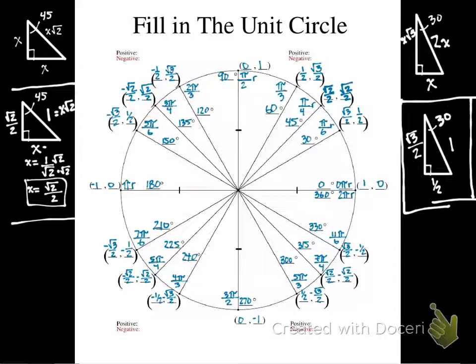Okay? What about the sine of 30? Sine of 30 is? 1/2. Cosine of 30 is? Right, root 3 over 2. Okay? So I want you to start filling this in. And that's it. That's your lesson for today. That's all we're doing.